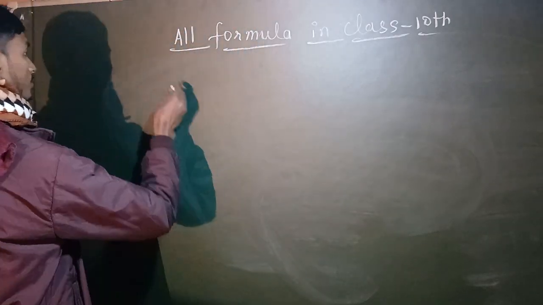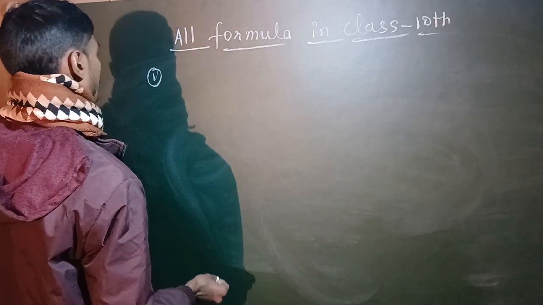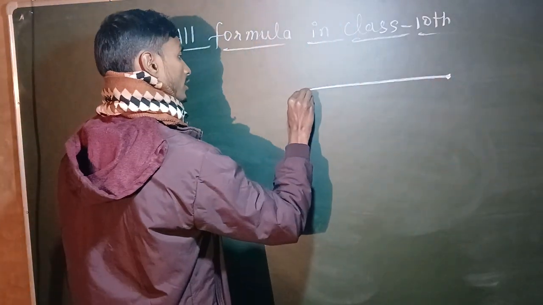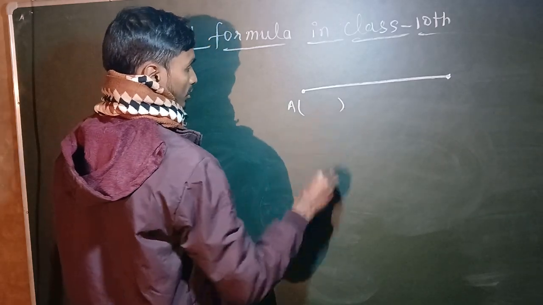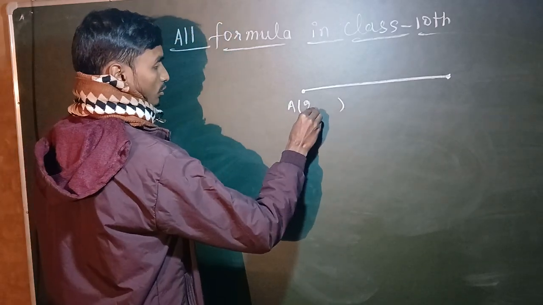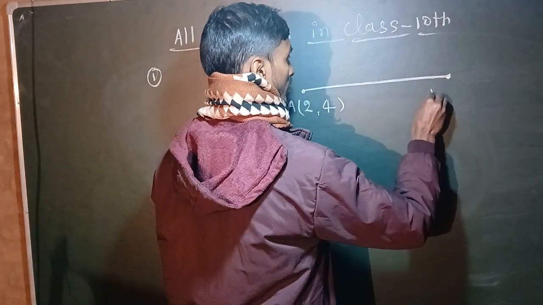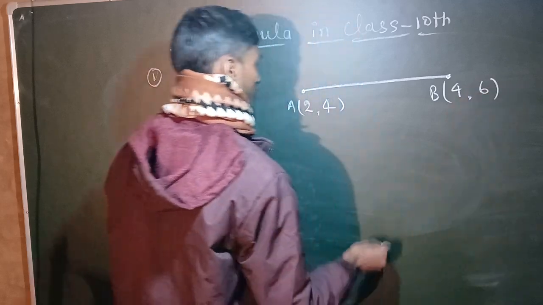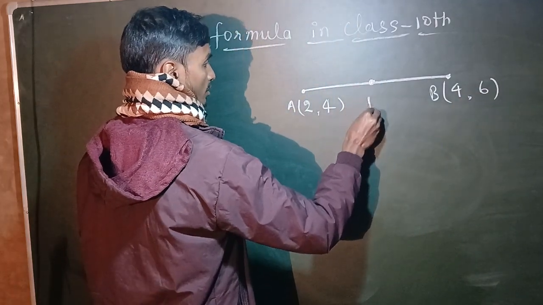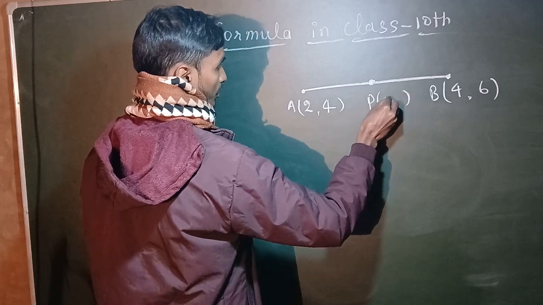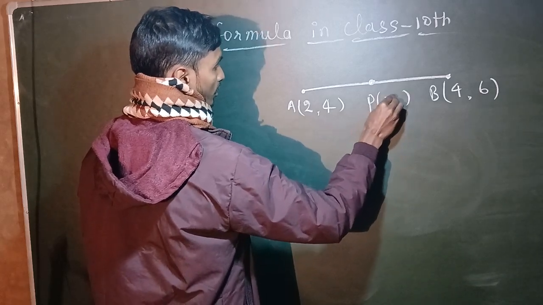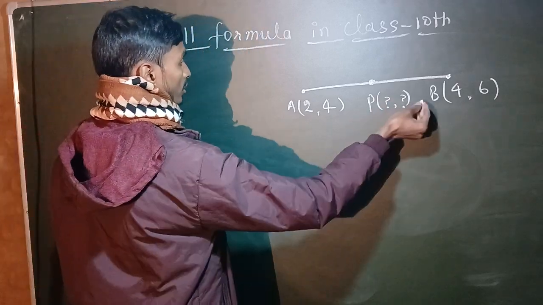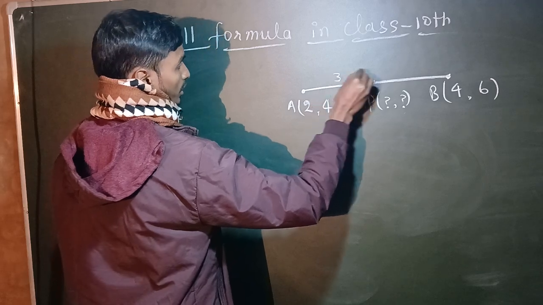One example: the given line, there is point A (2, 4), B point given is (4, 6), P point is not given. Find the value. What is the value of x and y? This point given is 3 and 4.